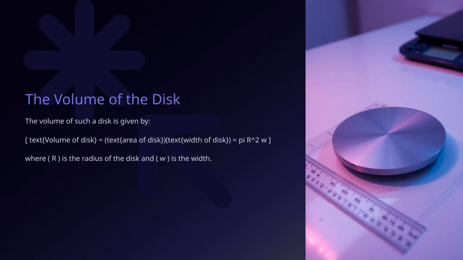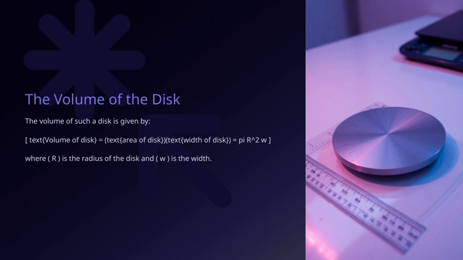Now, let's look at how we can determine the volume of a disk. Here, we see that the volume depends on two key dimensions: the radius, which we denote as r, and the width, which we call w. Essentially, the volume is calculated by taking the area of the circular base, so pi times r squared, and then multiplying that by the width, w. So, the formula becomes volume equals pi times r squared times w.